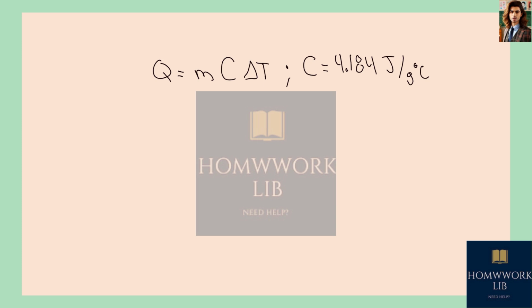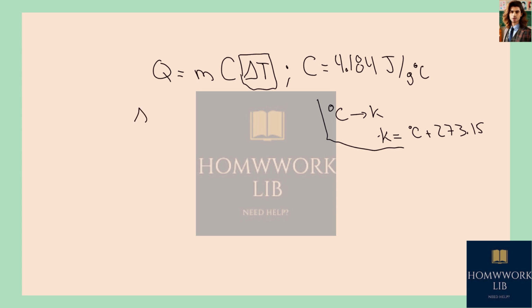In this case, it doesn't matter if we're using degrees Celsius or Kelvin because the delta T takes both of them into account. Recall that the transformation from Celsius to Kelvin is just adding a number. So when we take into account the delta T, that number is going to be cancelled on both of the sides. So we can use directly the delta T in Celsius. Remember, delta T is T final minus T initial.